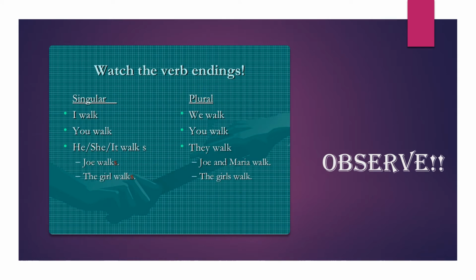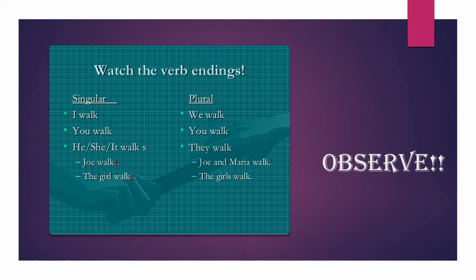As an example, we'll have to watch the verbs here. I walk, we walk. With the word I, we usually take the plural form of the verb. You walk, because you is a word that can be used as singular and plural both. Therefore, you also will have a plural verb always. He, she, it. Because these are always singular, they will always use a singular verb. Joe walks, the girl walks. For the plural, it will be Joe and Maria walk, the girls walk.